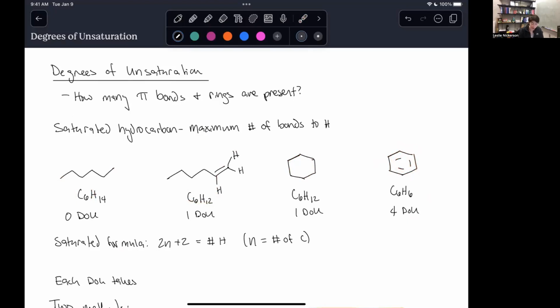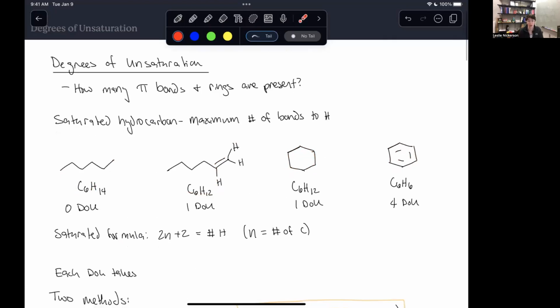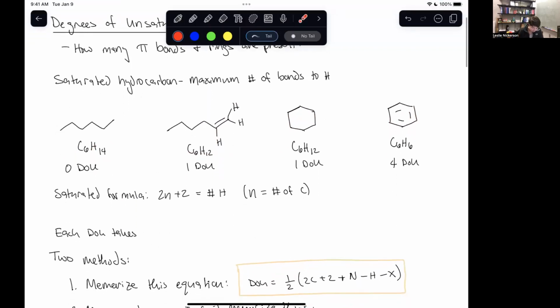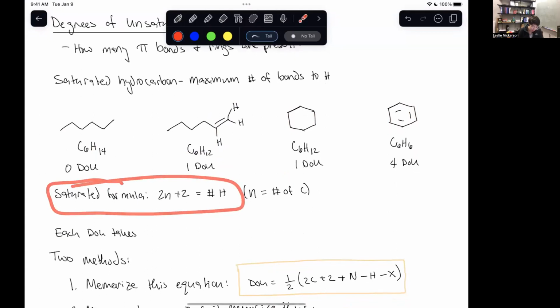When you're just looking at them visually, you can identify that pretty quickly by counting the number of pi bonds and the number of rings, adding all that up together for your degrees of unsaturation. But a lot of times you'll be given a formula and it will ask you to draw a structure that matches that formula. It's really helpful to have the idea of how many rings should I be drawing, or how many pi bonds should I be drawing, or should I be drawing any of those? That's a really helpful tool when you're putting forward some ideas for possible isomers that match that formula. So again, remember our saturated formula is 2n plus 2.